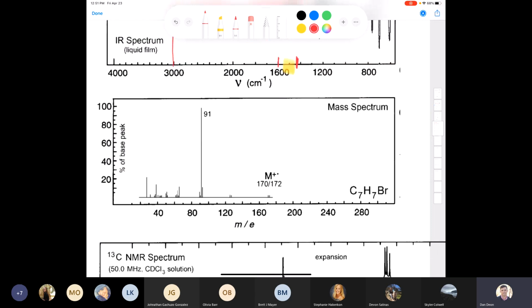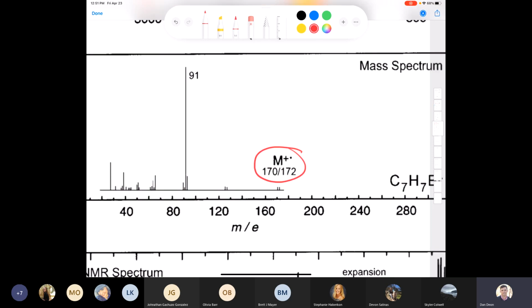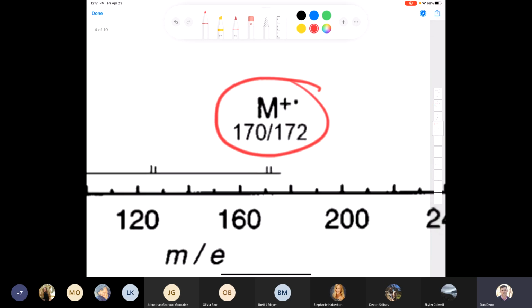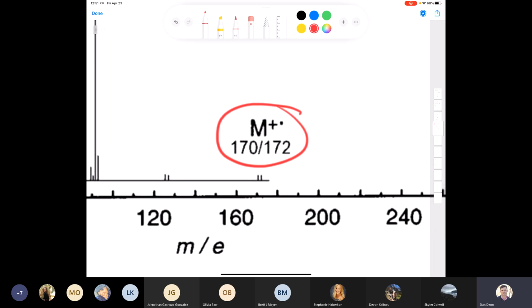Look at this. We've got an M plus that's 170 and 172. What do you notice about this molecular ion? That's the best I can zoom in, and I know it's really small, but can anybody draw a conclusion about the molecular ion and the M plus 2 peak here at 172? What's the relative height of these two peaks? Stephanie's 100% correct. She said, look at the height of these peaks. They look to me like they're in about a 1-to-1 height ratio, right?